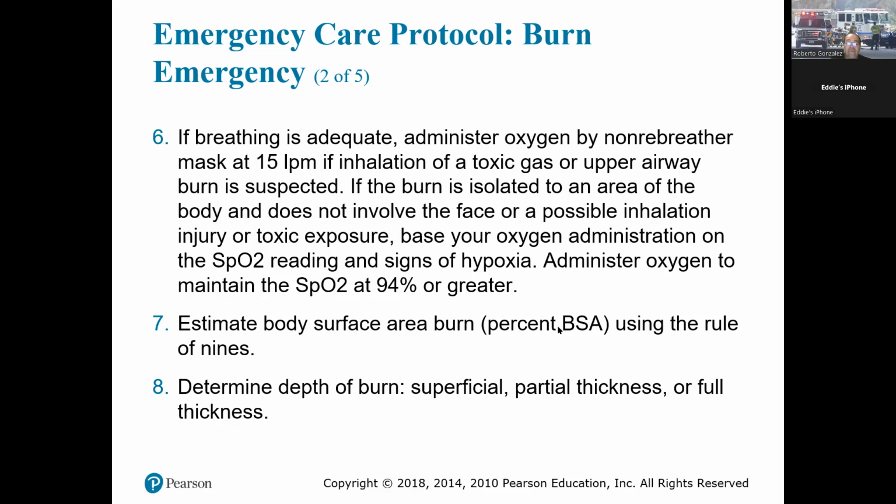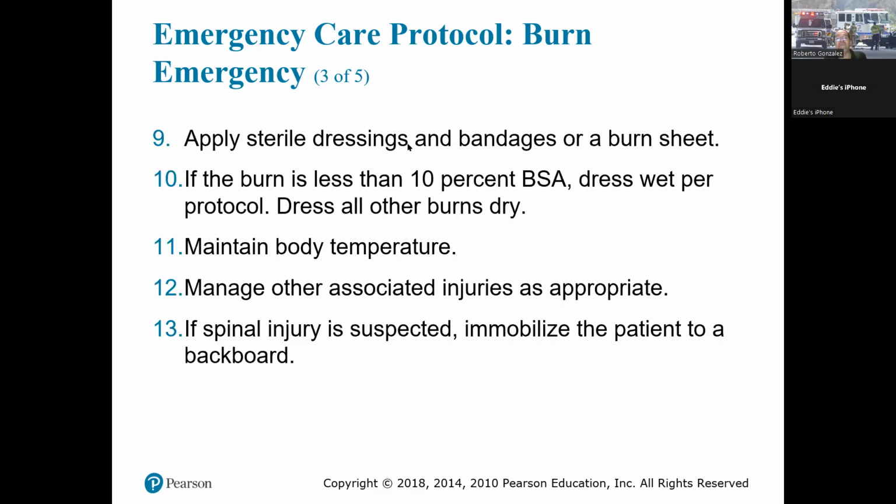Estimate body surface area burns using the rule of nines and determine the depth of the burn: superficial, partial thickness, or full thickness. Apply sterile dressings and bandages around or on the burn itself. If the burn is less than 10% BSA, body surface area, dress with wet dressings per your protocol, and dress all other burn injuries dry. Maintain the body temperature itself, and manage other associated injuries as appropriate. If spinal injury is suspected, immobilize the patient to a backboard.